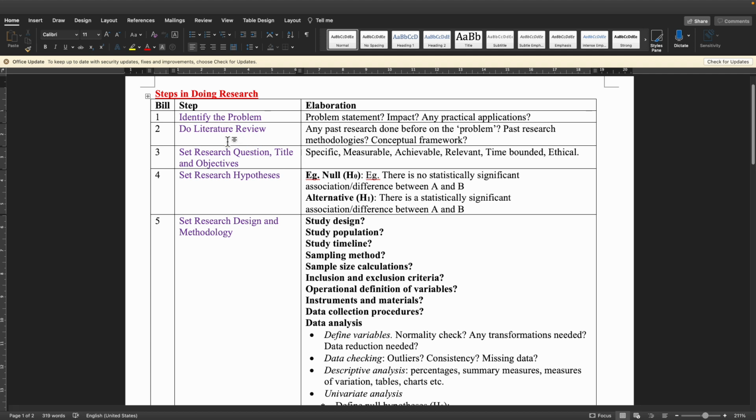Thirdly, set the research question, title, and objectives. These should be specific, measurable, achievable, relevant, time-bounded, and ethical. Fourthly, set the research hypotheses. For example, for null hypothesis, there are no statistically significant association or differences between variables A and B. Alternative hypothesis, there is a statistically significant association or difference between variables A and B.